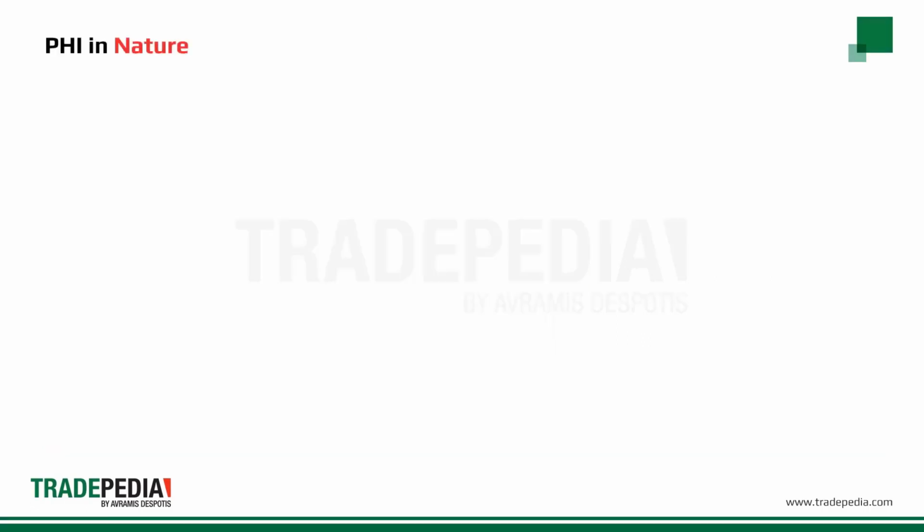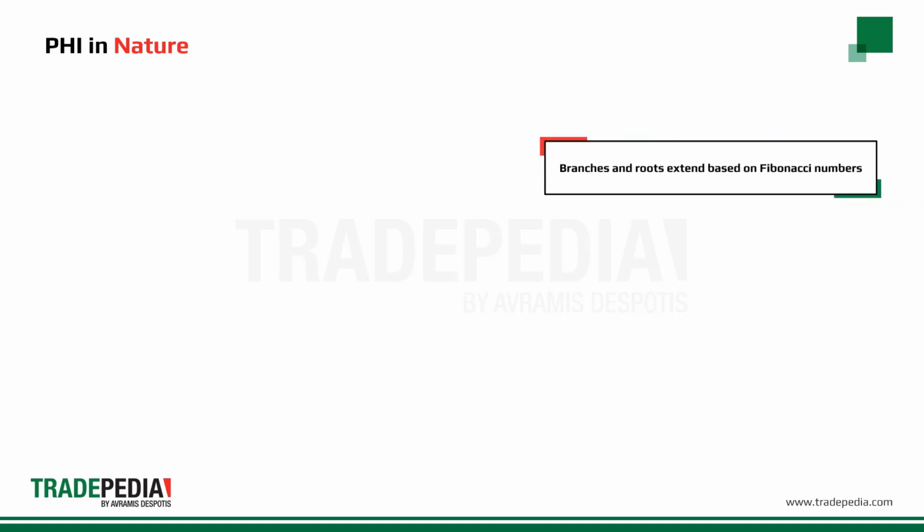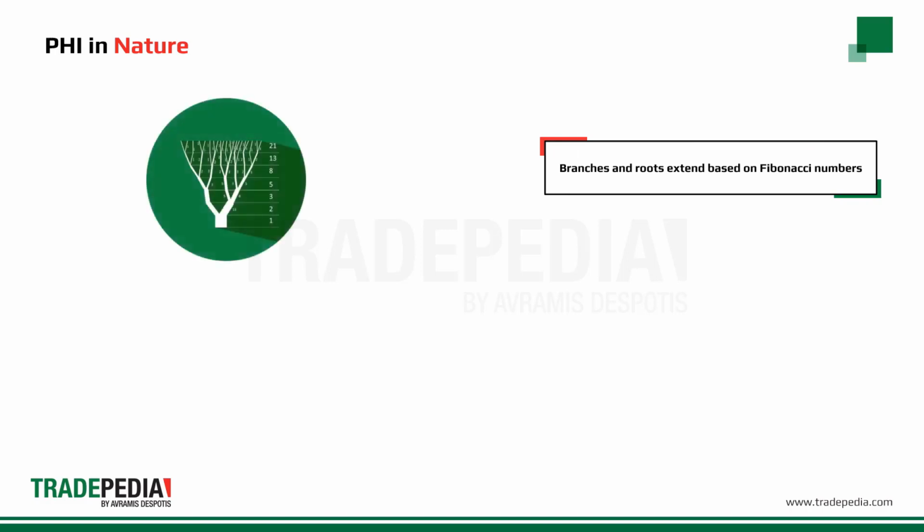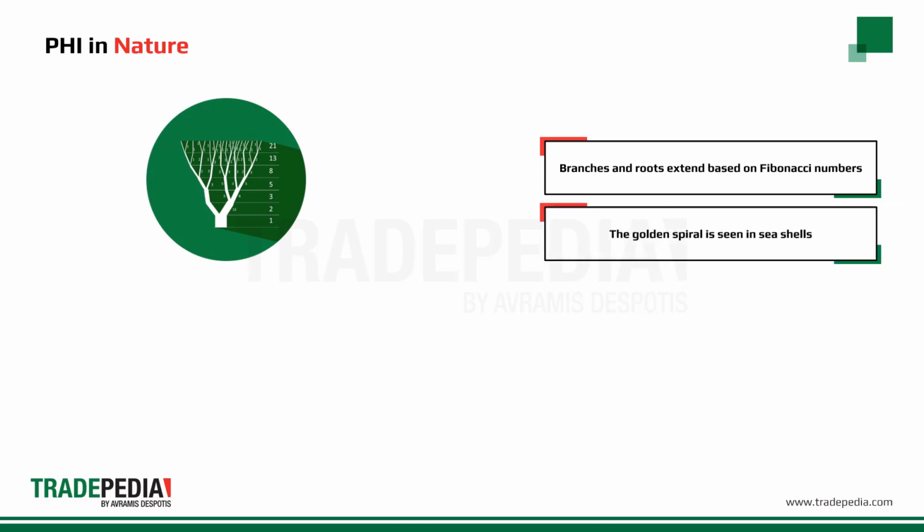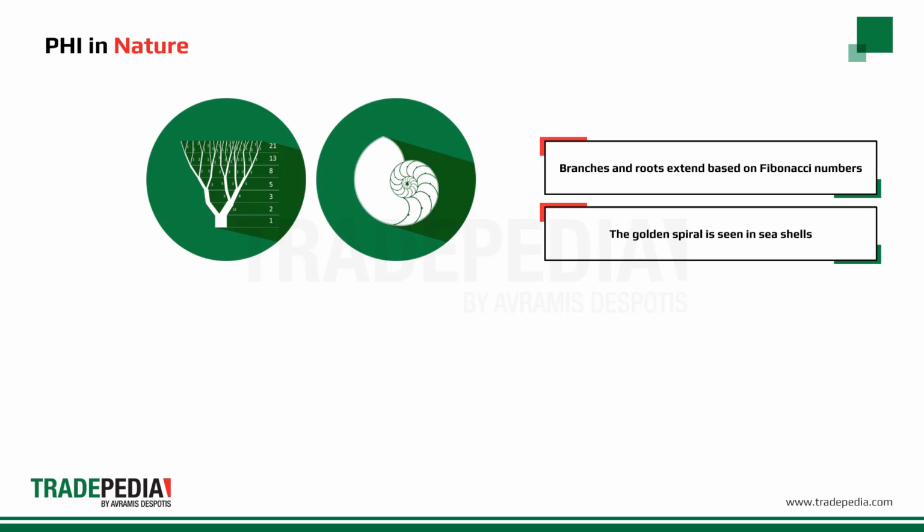Do you know where we find this golden spiral and rectangle? We find them everywhere in nature. For example, the branches and roots of a tree extend based on the Fibonacci numbers and subsequently the number phi. The shape of a seashell takes the shape of a golden spiral.